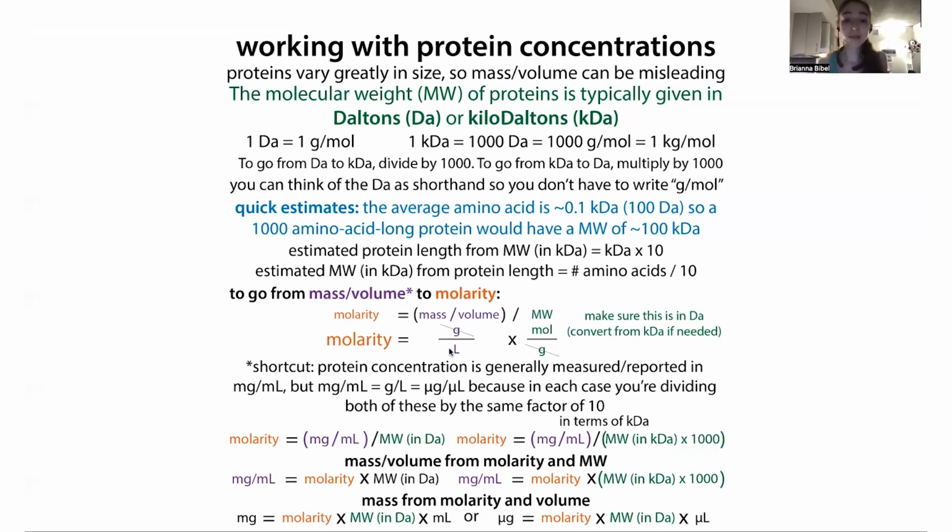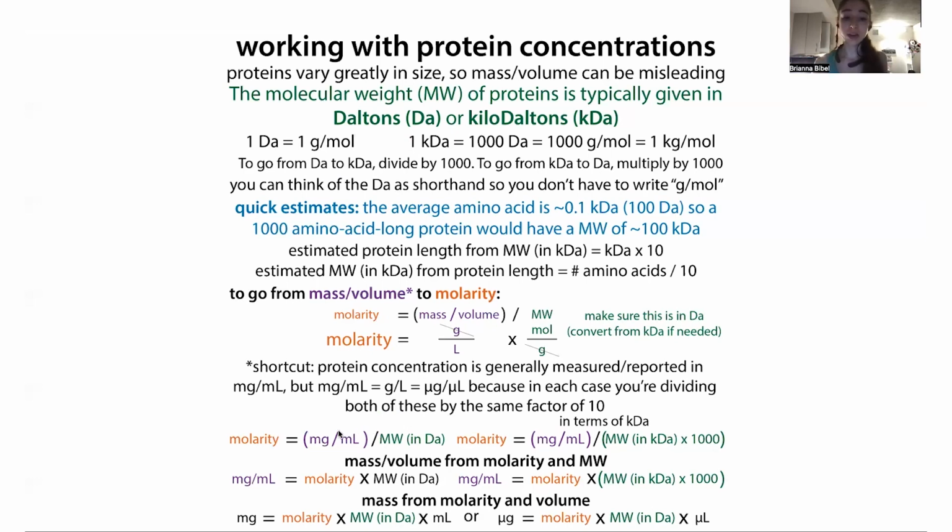And so when you have mgs per mil, that's the same as grams per liter, and it's also the same as micrograms per microliter, which can come in handy when you're dealing in the microliter scale and want to know how much protein is in what you just pipetted out. So you can use this shortcut and use mgs per mil instead of grams per liter because it's the same thing.